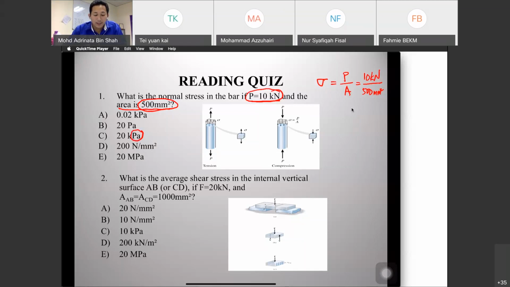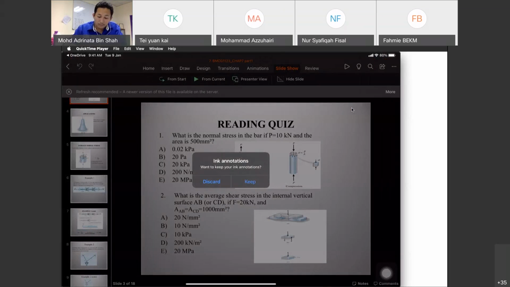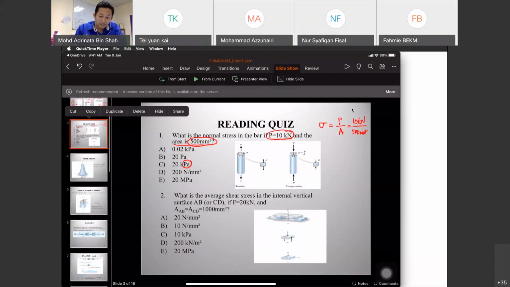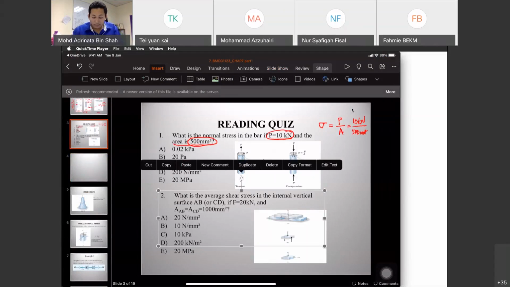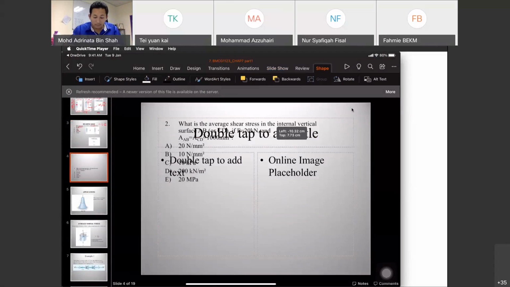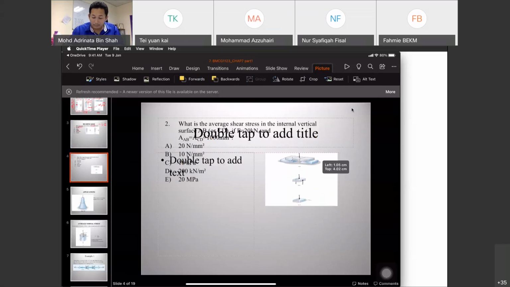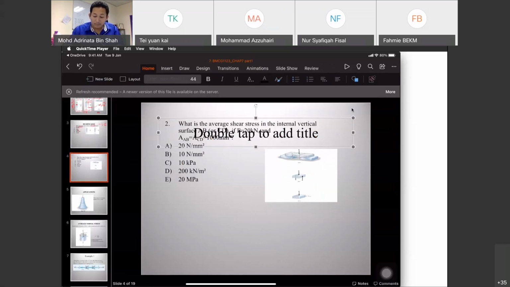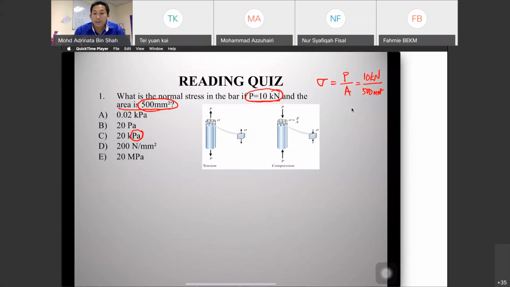Newton, yes, Newton per meter square. The unit of Pascal is Newton per meter square.